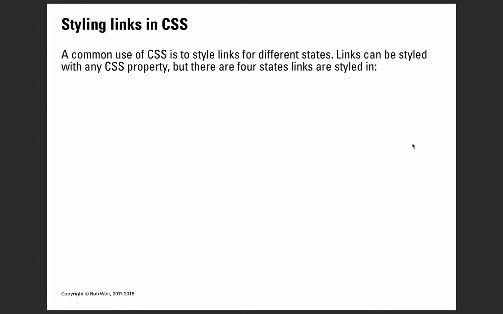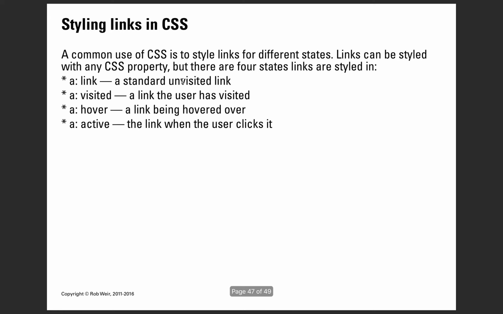We can also style links in CSS. We're going to look at how we do this here in just a minute, but there's 4 basic states that links are styled in. These are called pseudo classes, by the way, anything that follows a declaration with a colon like this as the selector. So the link style is a standard unvisited link. The visited link is a link that the user has visited, pretty straightforward. The hover state is what happens when a link is being hovered over.